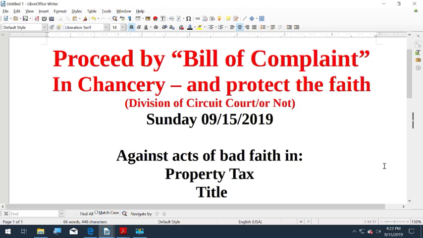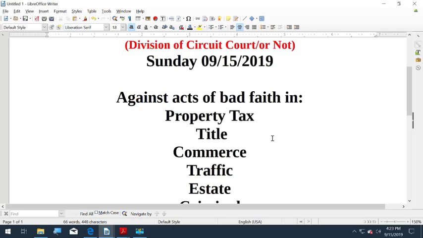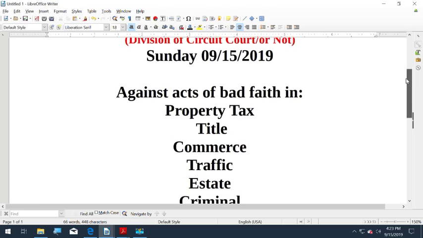So, what's the proper name of something, and what's the proper pleading style to use to invoke that jurisdiction? We're going to look at some of that. But what you could use it for are things like acts of bad faith being done against you: your property taxes, titles to land, everything to do with commerce, traffic, your estate, and criminal.